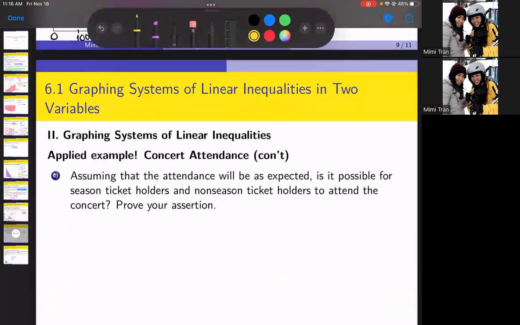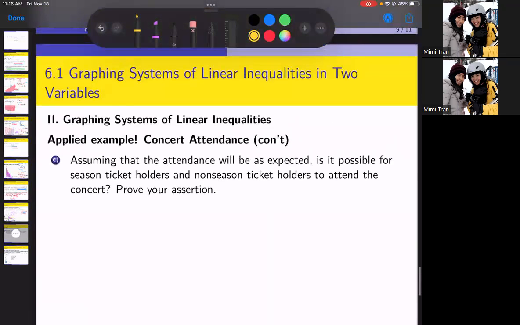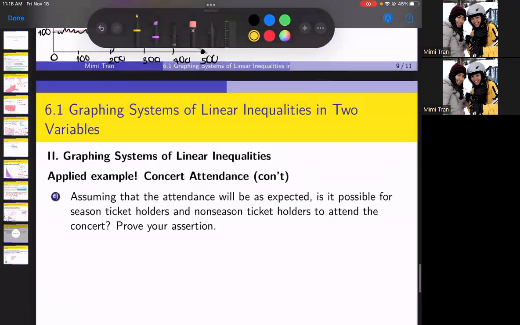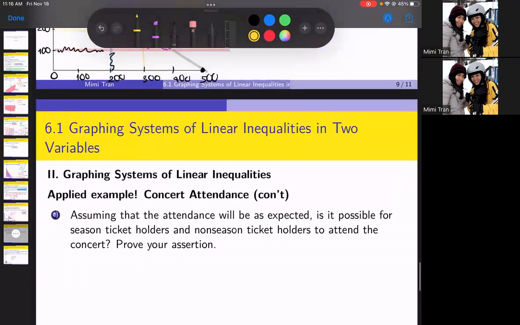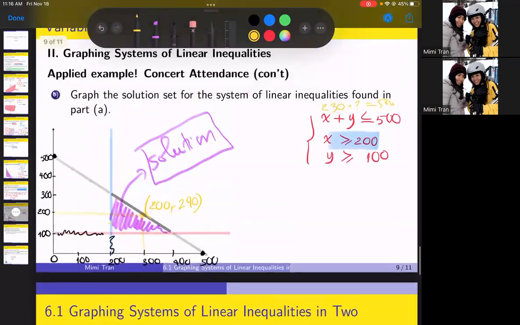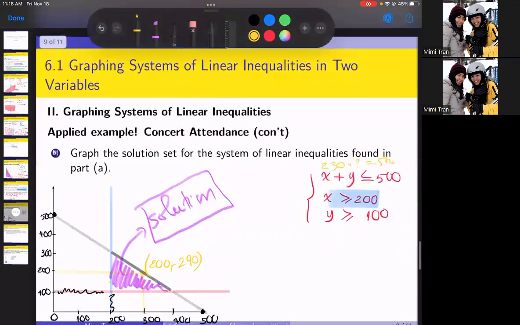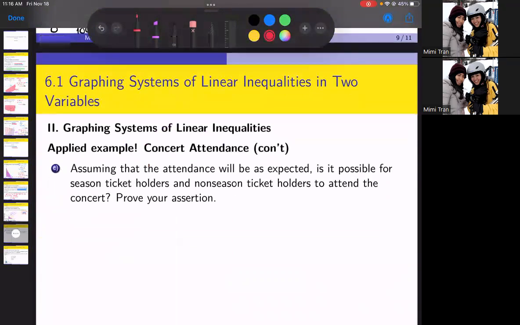Assume the attendance will be as expected. Is it possible for season ticket holders and non-season ticket holders to attend the concert? Attendance will be as expected. Yes, right? Yeah, because 200 and 100 added up is only 300. So yes, and it's still less than or equal to 500.